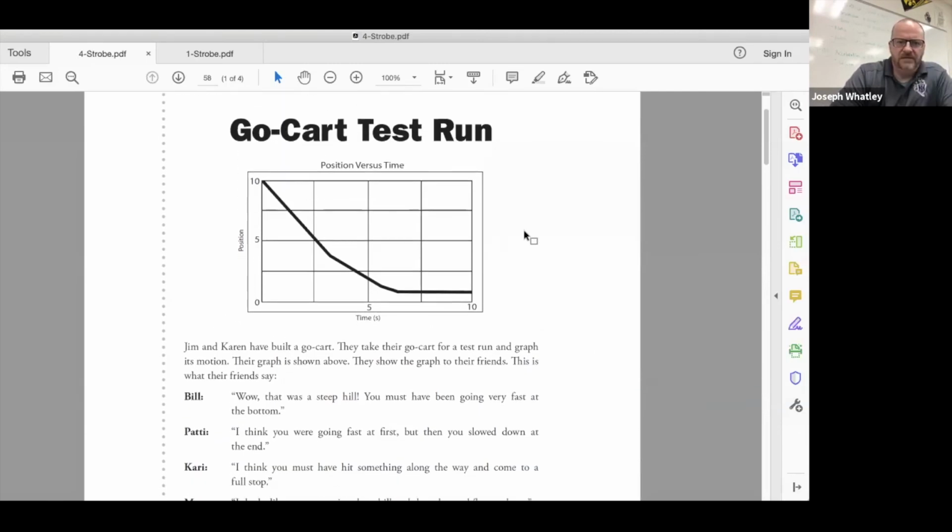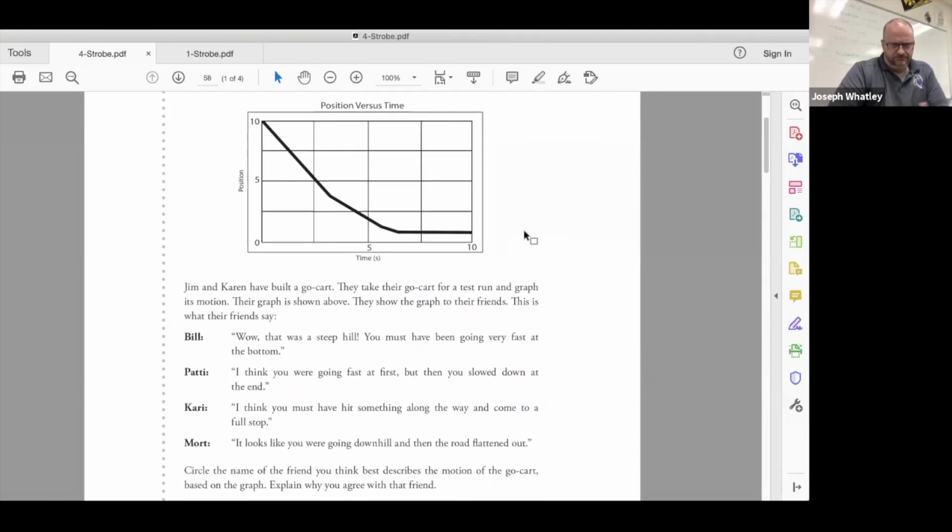All right, what do we have? This is a go-kart test run. With any graph that you draw, make sure you give it a name and then label the axis. Ideally, you would have units as well. Here it has position, minus the units, over time. So anytime we do time, it'll be on the x-axis. So that's time in seconds.